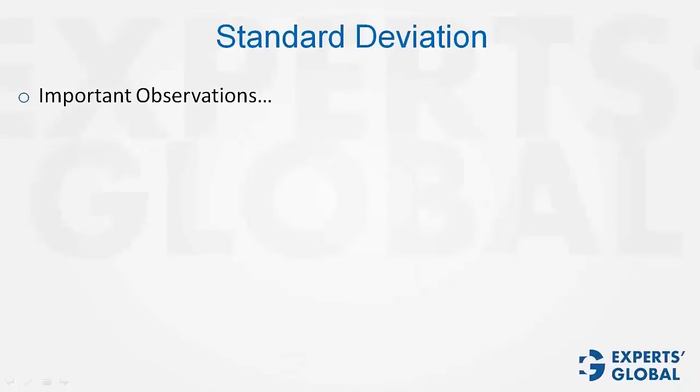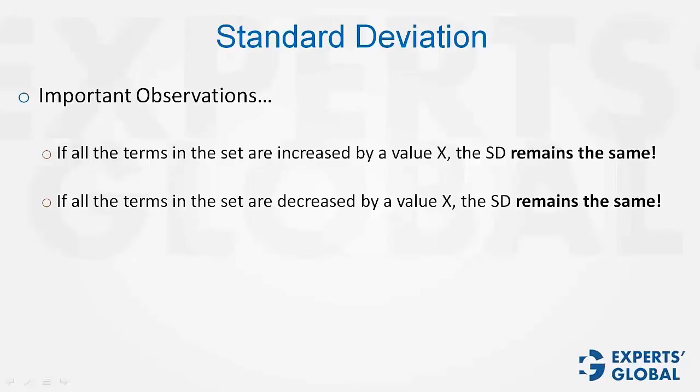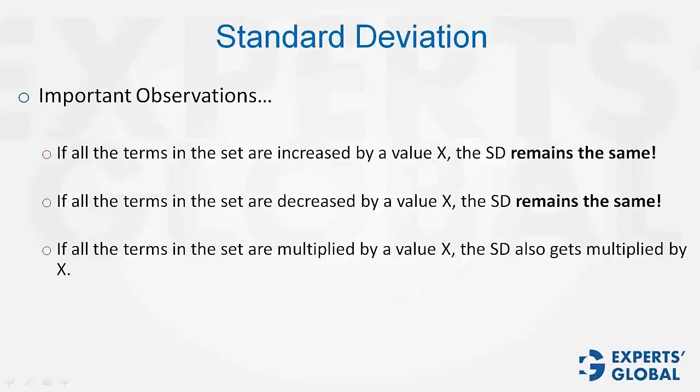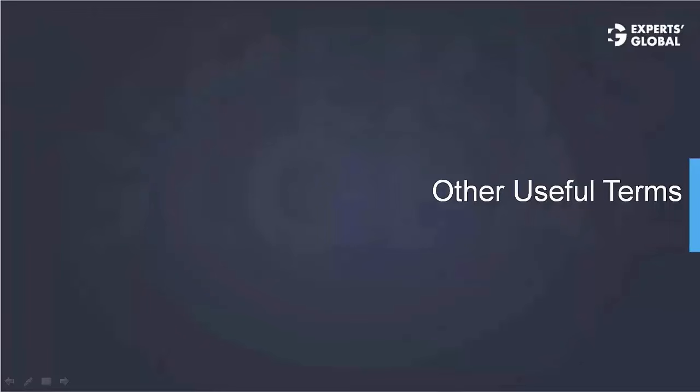So these are some very important observations. If all the terms in the set are increased by the same value, the standard deviation remains the same. If all the terms in the set are decreased by the same value, the standard deviation remains the same. If all the terms in the set are multiplied by the same value, the standard deviation also gets multiplied by the same value. If all the terms in a set are divided by the same value, the standard deviation also gets divided by the same value. Very important.